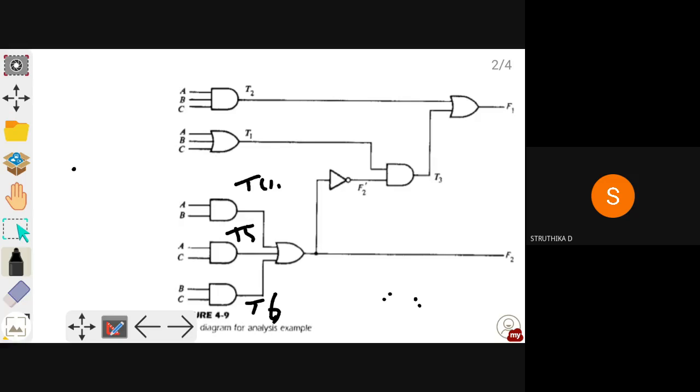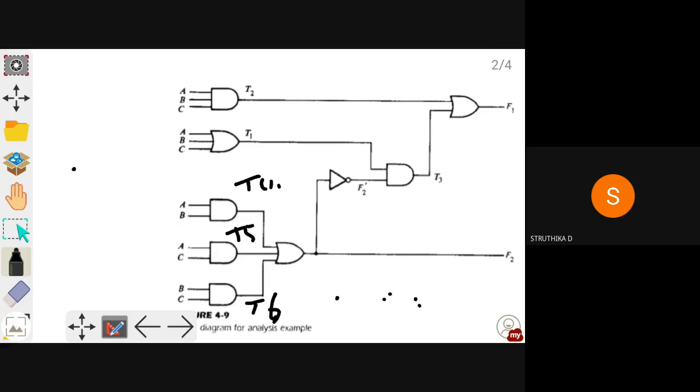That is, the first gate is T2, so you have to obtain T2 first. Then the next gate is T1, you have to obtain T1. Then obtain T4, then T5, T6. Then from T4, T5, T6 you have to obtain F2. From F2 the next column is F2 dash, and from F2 dash you have to obtain T3, and using T1 and T3 you have to obtain F1. So this is the truth table you have to obtain from the combinational circuit.